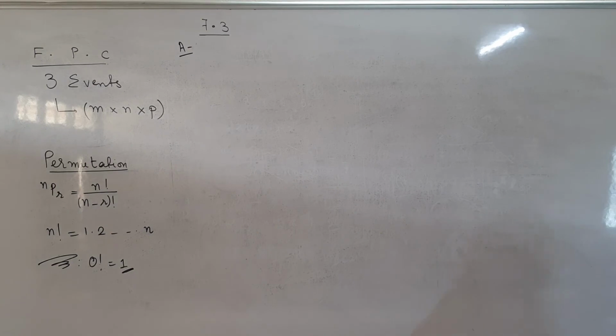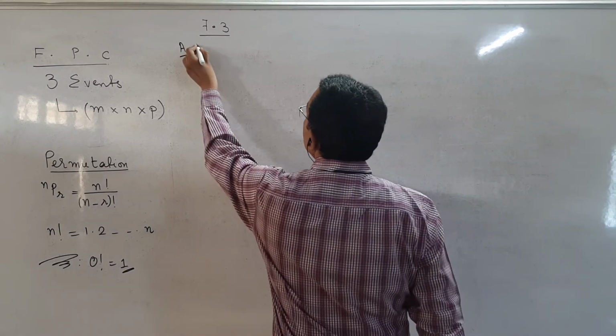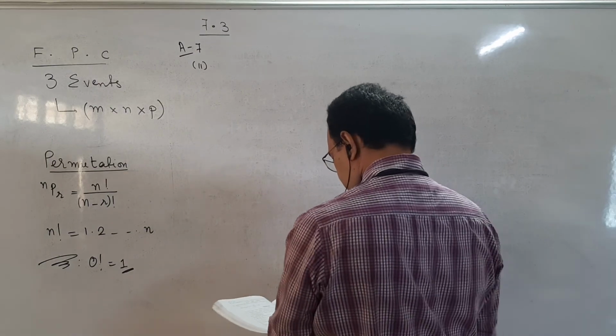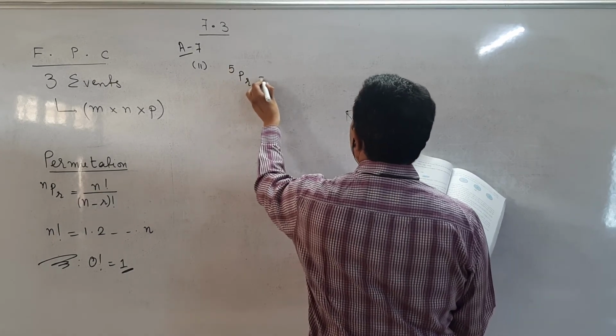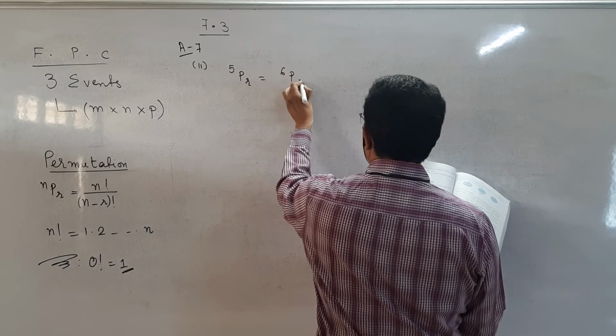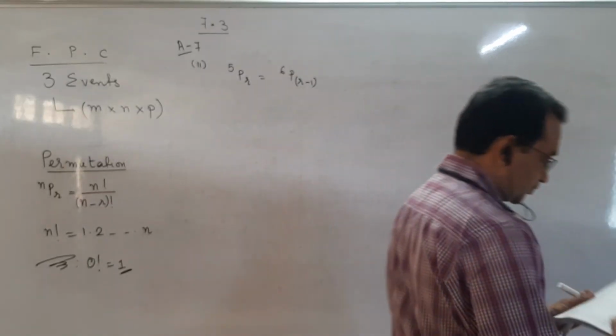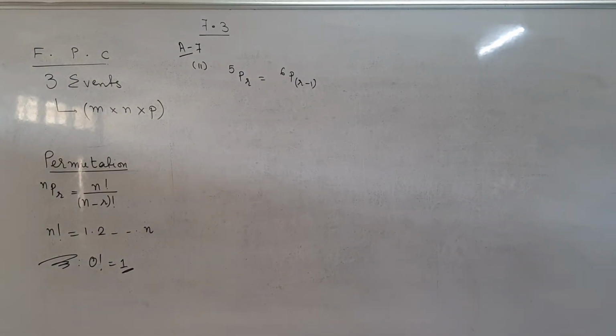Now we are doing the second part of the sum, part 2. 5PR is equal to 6PR minus 1. Now students, pay attention. Again, I am going to apply the formula of NPR.